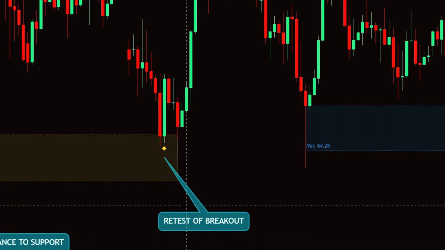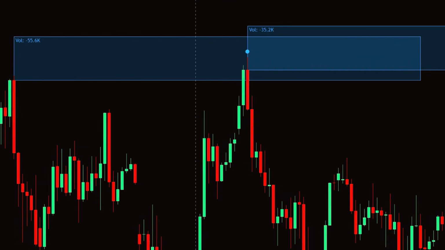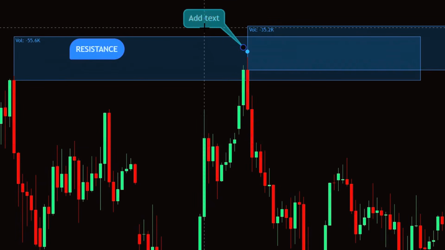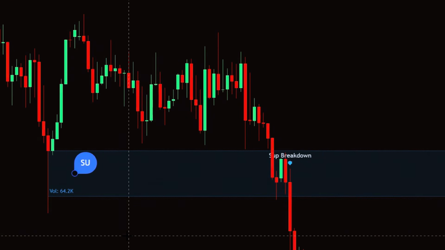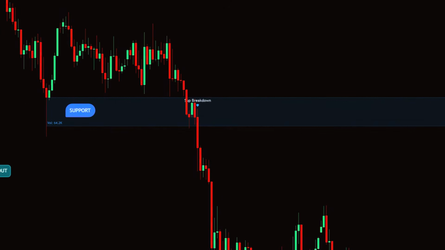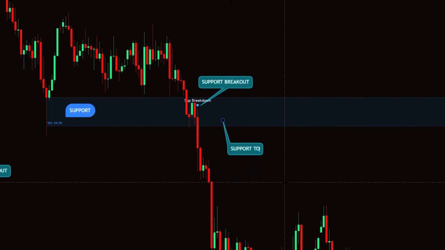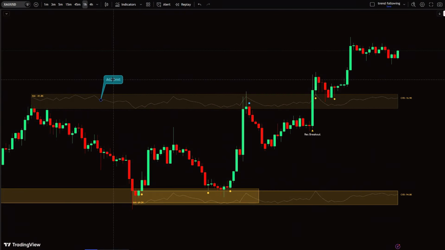A blue diamond appears when price retests a previously broken support level that is now acting as a resistance, creating a bearish setup. An orange diamond appears when price retests a broken resistance level that is now acting as support, creating a bullish setup. Many traders prefer these setups because they allow the market to confirm the breakout first instead of entering during the initial move. Now let's look at another feature that can help improve entry quality.